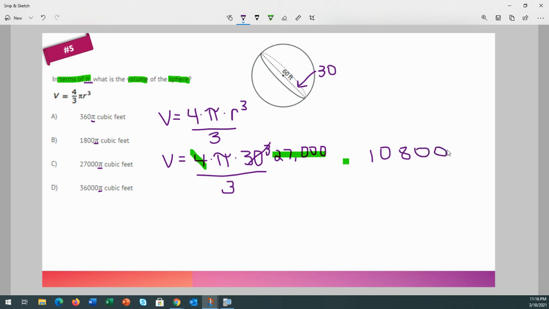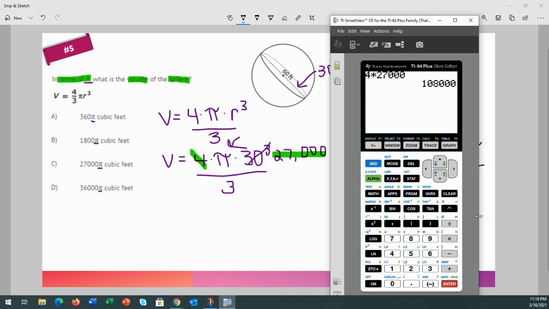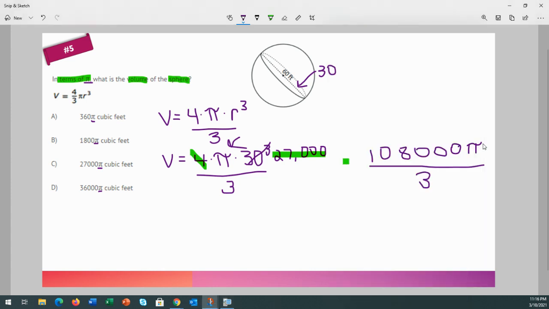108,000. And then remember, we stick the pi symbol on there. So your final step for this is to divide that by 3. Divide 108,000 by 3. Now, you can't just get rid of the pi symbol. It has to stay on there. But once you take that final step, you will be able to pick out the answer.